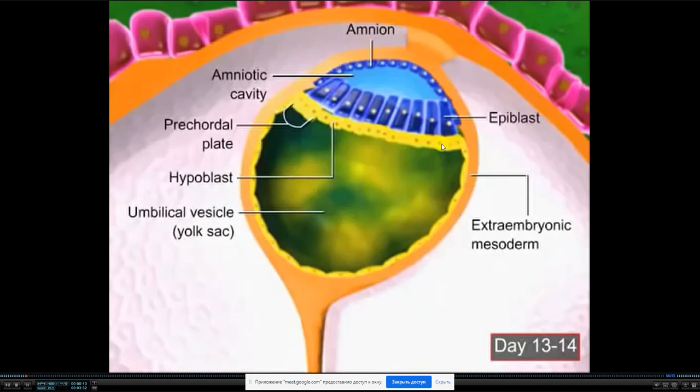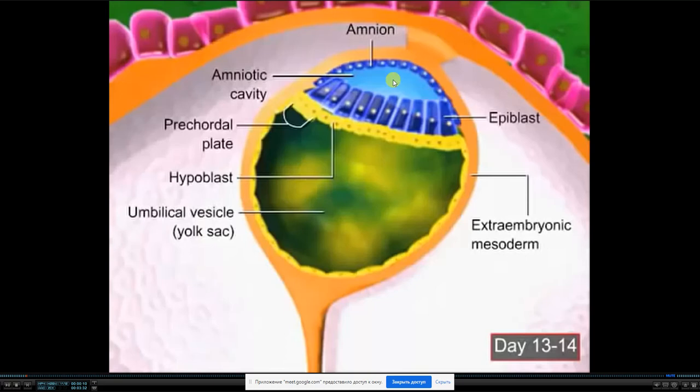hypoblast. This yellow is hypoblast, bluish is epiblast. The amniotic cavity is formed by epiblastic cells and amnion. The yolk sac is composed of hypoblast and exocelomic membrane. This exocelomic membrane forms the yolk sac, or exocelomic cavity. Okay, hypoblast, epiblast, here we understand it.